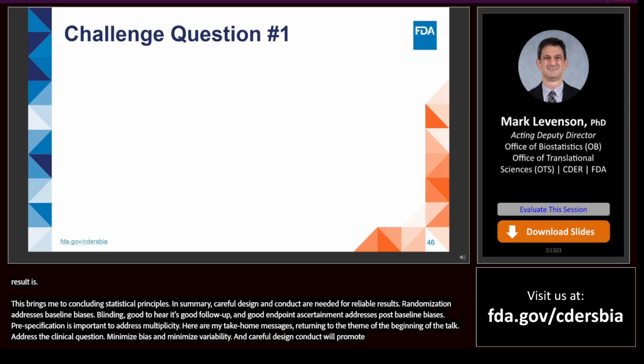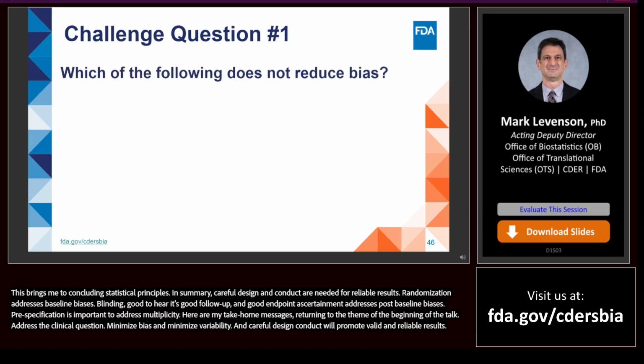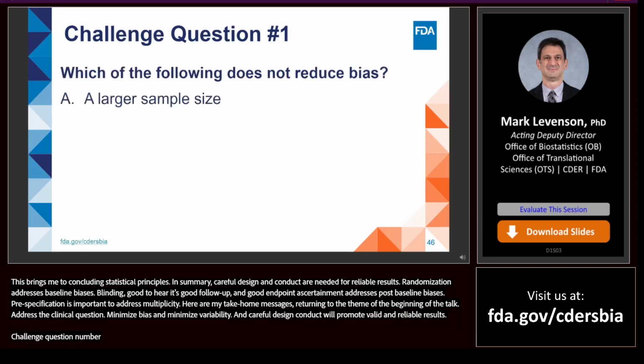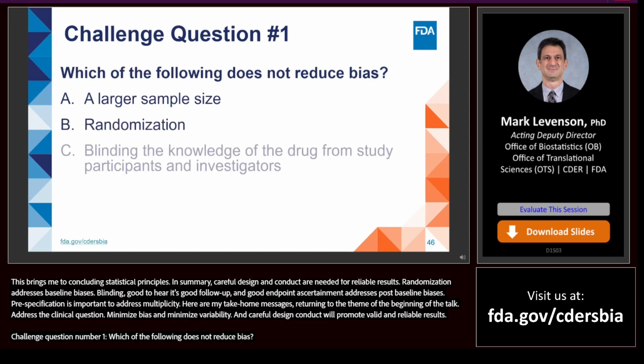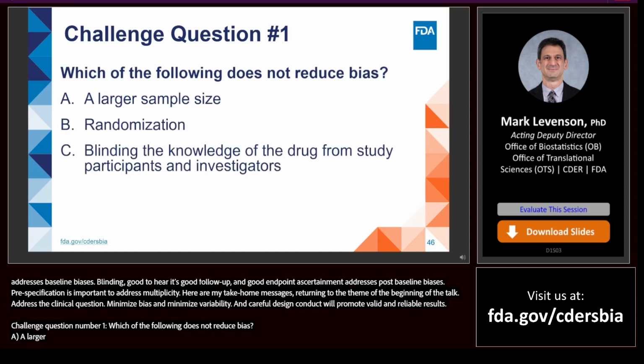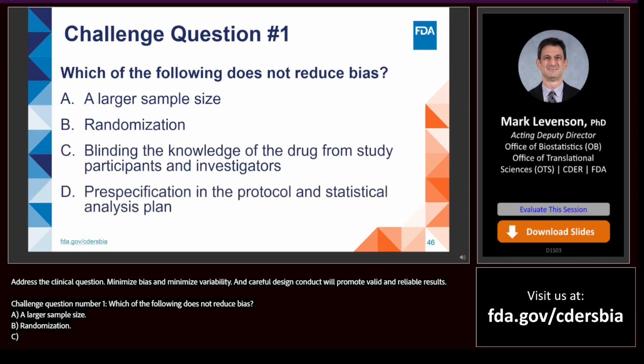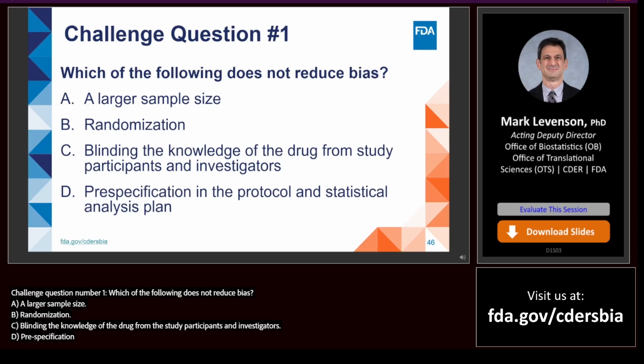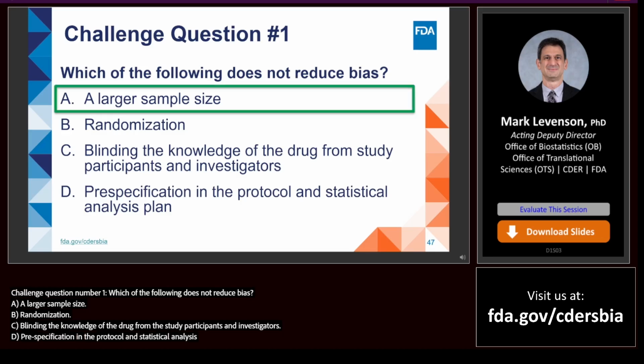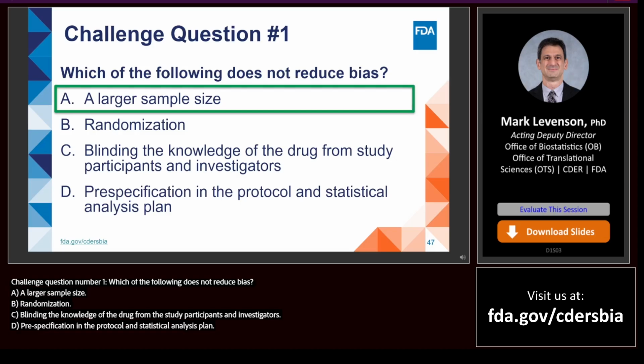Challenge question number 1. Which of the following does not reduce bias? A larger sample size, randomization, blinding the knowledge of the drug from the study participants and investigators, pre-specification in the protocol and statistical analysis plan. The answer is a larger sample size.